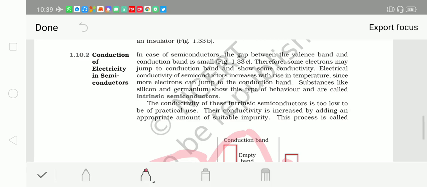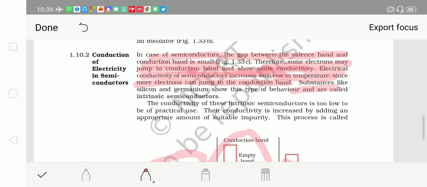Somewhere it is written: in semiconductors, the gap between the valence band and the conduction band is small. Therefore, some electrons may jump to the conduction band and show conductivity. Clear? And the electrical conductivity of a semiconductor increases with a rise in temperature, because electrons will get more energy and they will jump from the valence band to the conduction band easily.